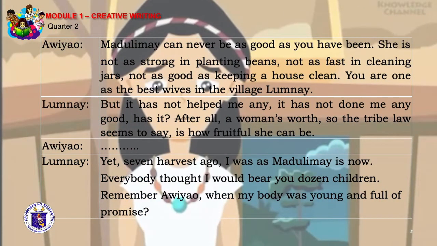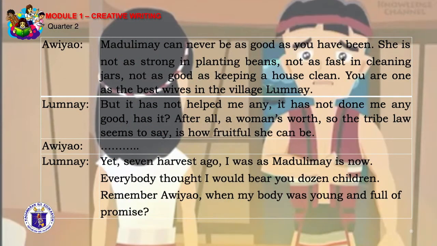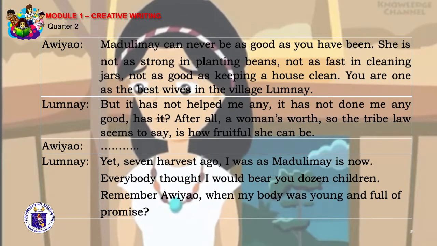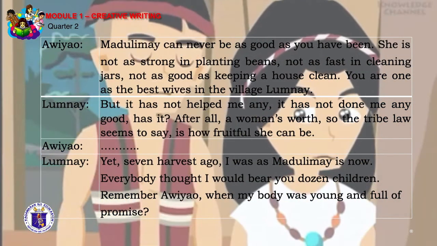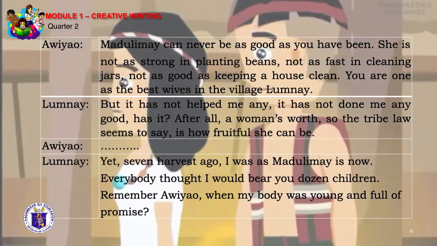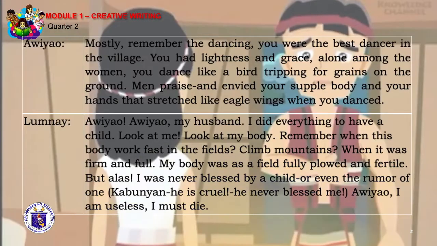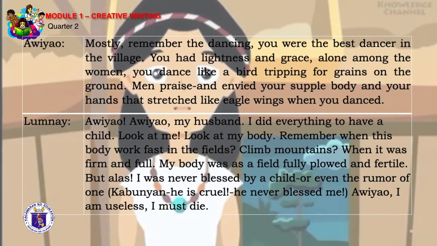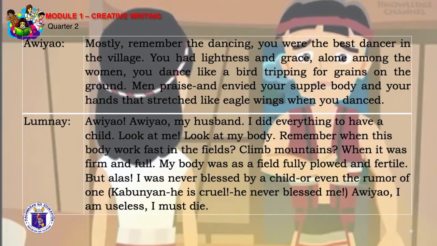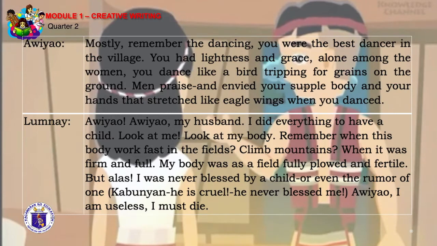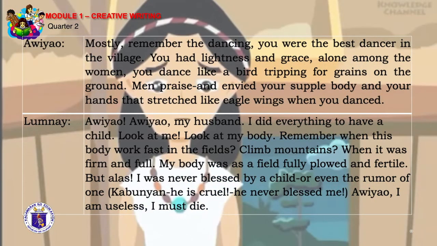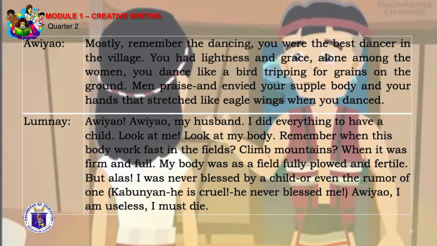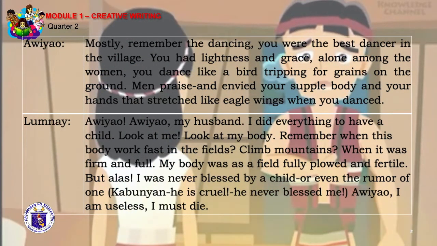Yet seven harvests ago, I was as Madulimay is now. Everybody thought I would bear you twelve children. Remember, Awiyao, when my body was young and full of promise. Mostly, remember the dancing. You were the best dancer in the village. You had lightness and grace. Alone among the women, you danced like a bird tripping for grains on the ground. Men praised and envied your supple body and your hands that stretched like eagle wings when you danced.